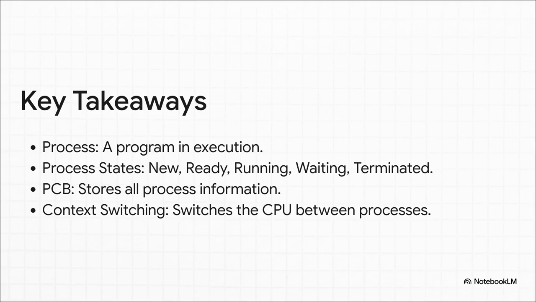So let's do a quick recap of this secret life we've been talking about. A program is just a file until it becomes a running process. That process lives its life through 5 different states. The OS keeps track of everything with the PCB, its personal ID card. And the whole magic trick of multitasking is pulled off by super fast context switching, making sure every process gets its moment on the CPU.